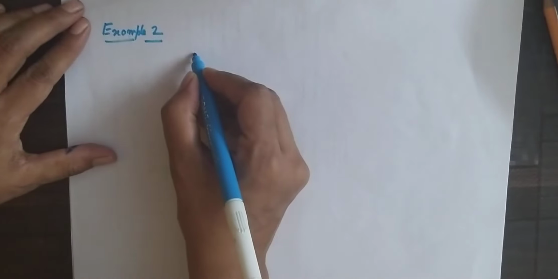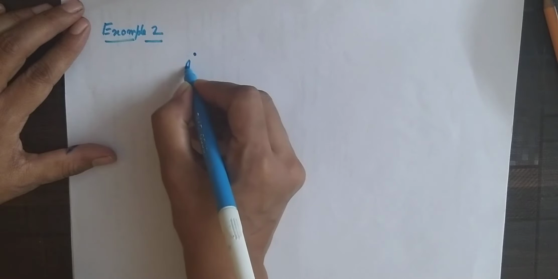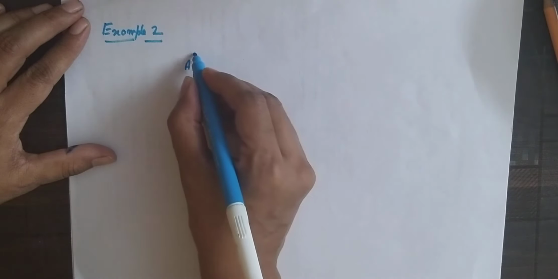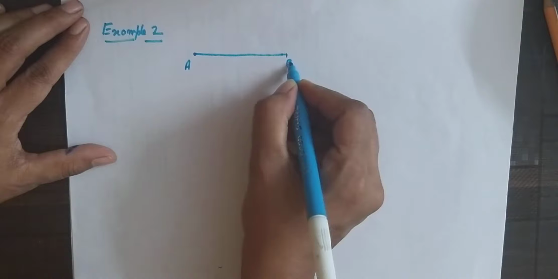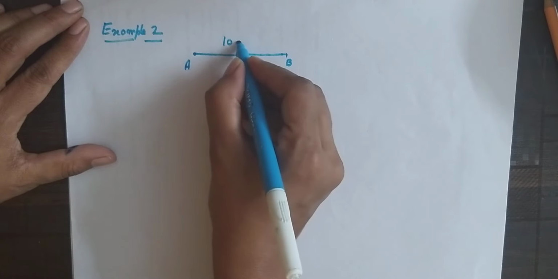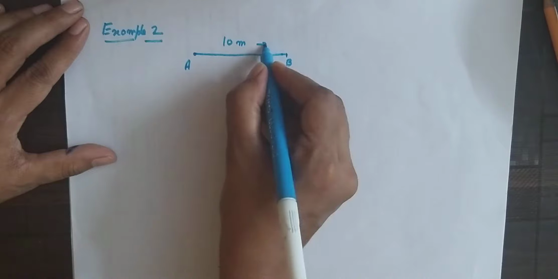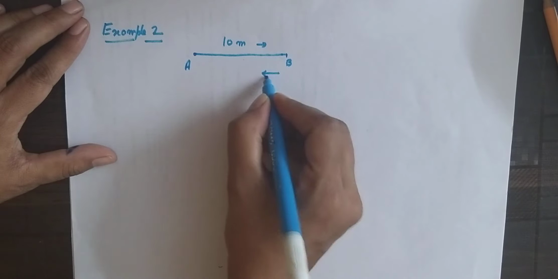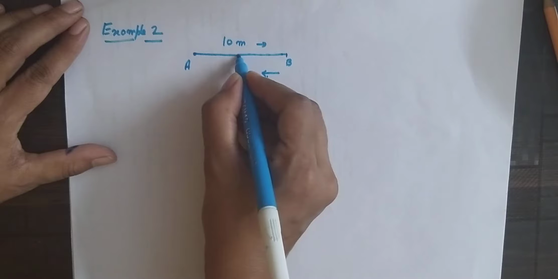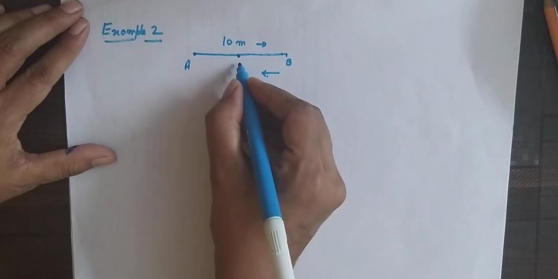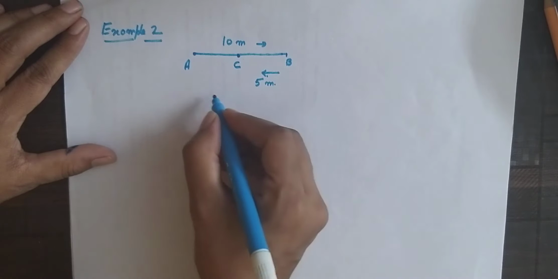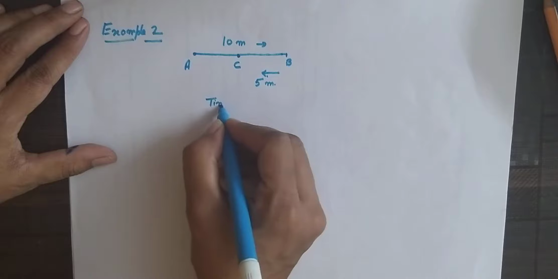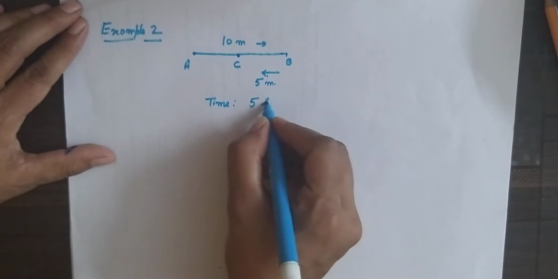Now let's consider example number 2 also. Here we are starting our journey from A and we are taking a straight line path. We have reached B by covering a distance of 10 meter, and then I am coming back through the same path and ended my journey at C, and let this distance be 5 meter, and the time taken to complete the entire journey, let it be 5 seconds.